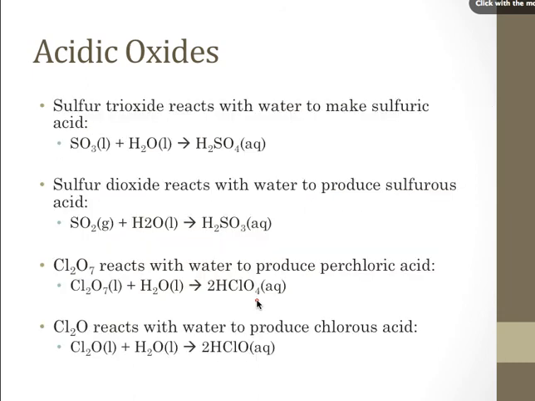Similarly, sulfur trioxide is going to make sulfuric acid. Sulfur dioxide makes sulfurous acid, Cl2O7 makes perchloric acid, and Cl2O makes chlorous acid. Again, looking at a synthesis, making sure that it makes some acid that actually exists.